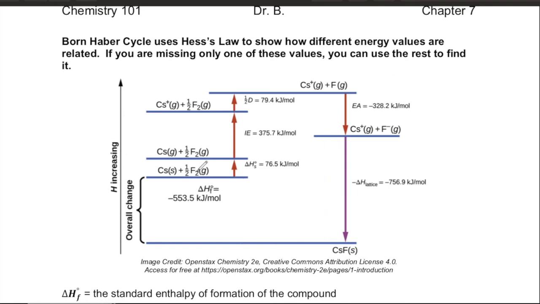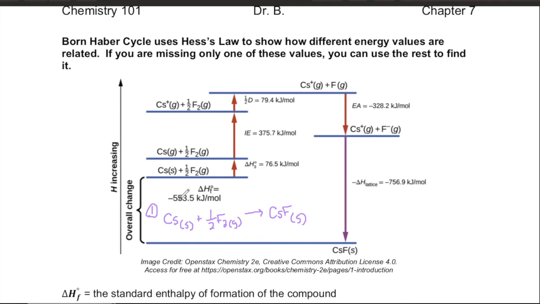So let's just take a look at how you could add all these steps together and get to here. So this first step, let's call this step 1, is the heat of formation. The heat of formation is the enthalpy of the reaction where 1 mole of a substance is made from the standard state of the elements. So we have cesium, which is a metal. The standard state is that it's a solid. Fluorine comes as a gas. We need half of a molecule of fluorine. So this would be the heat of formation reaction.